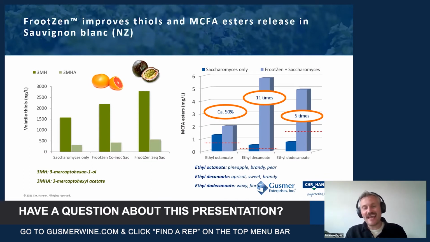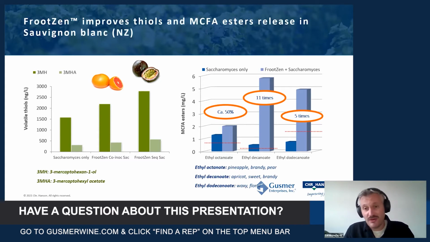So FrootZen, again, like talked about flavor. If you are dealing with, and especially application of FrootZen goes in the direction of whites and rosé. In red it has been tried much less. You can expect like blackcurrant notes, but in white and rosé, it really expresses some varietal character.